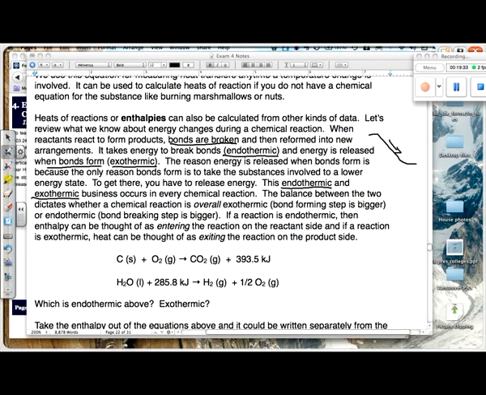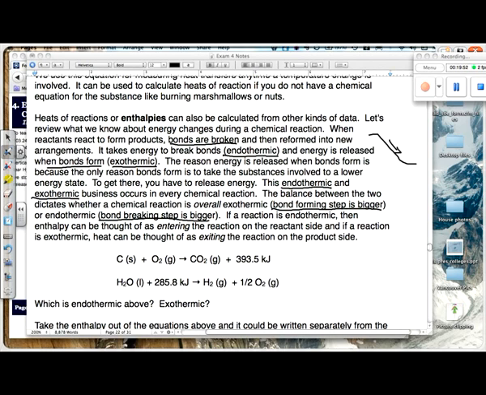So in every chemical reaction, we have the endothermic, the bond breaking, and the exothermic, the bond making. The balance between the two dictates whether a chemical reaction is overall exothermic, which means that the bond forming step is bigger, or endothermic when the bond breaking step is bigger.